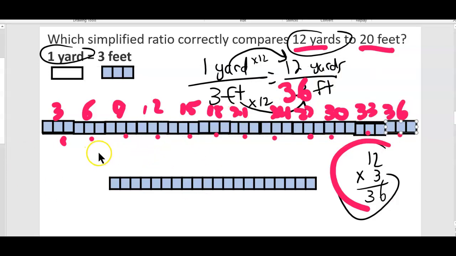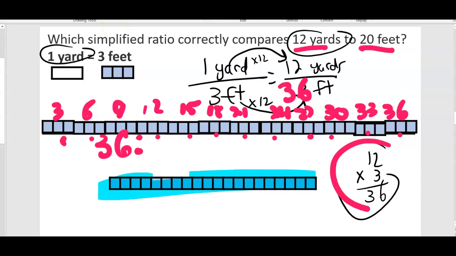Alright, now we can compare them. Now that's feet. 36 feet compared to 20 feet. Now we can do the ratio. 36 feet compared to 20 feet. So 36 feet to, see this down here? That's 20 feet. So we'll do a nice little blue 20. 36 to 20. There's the answer.